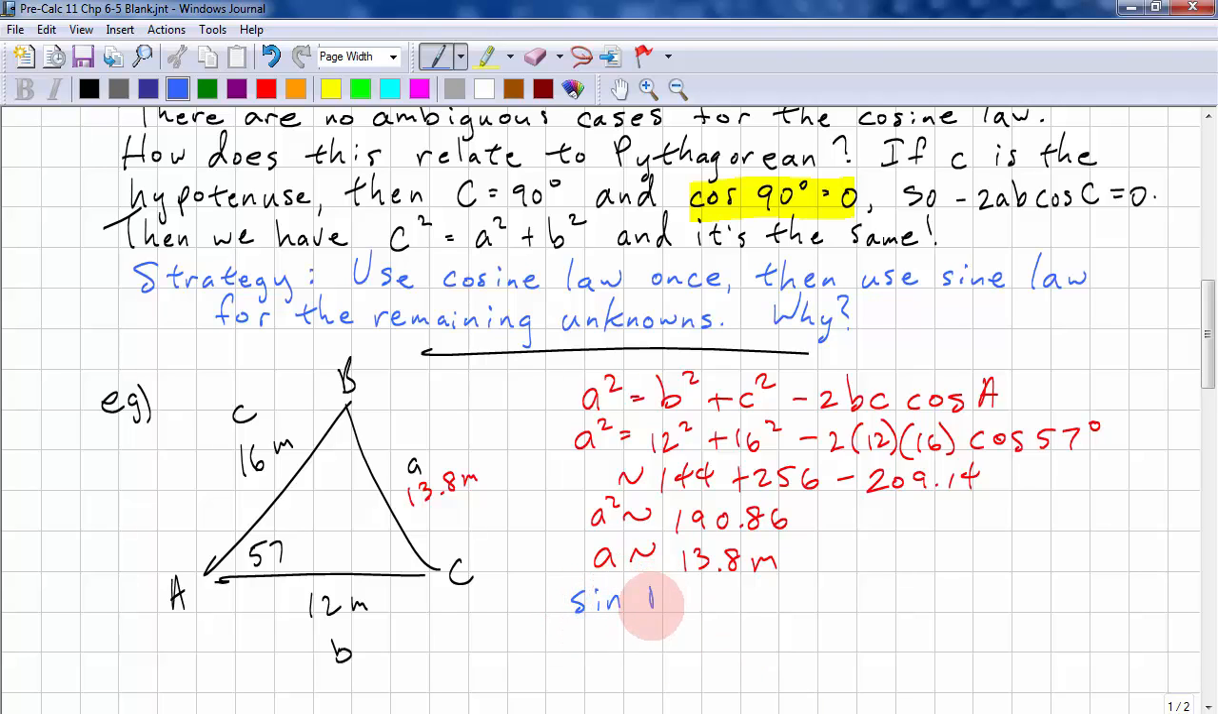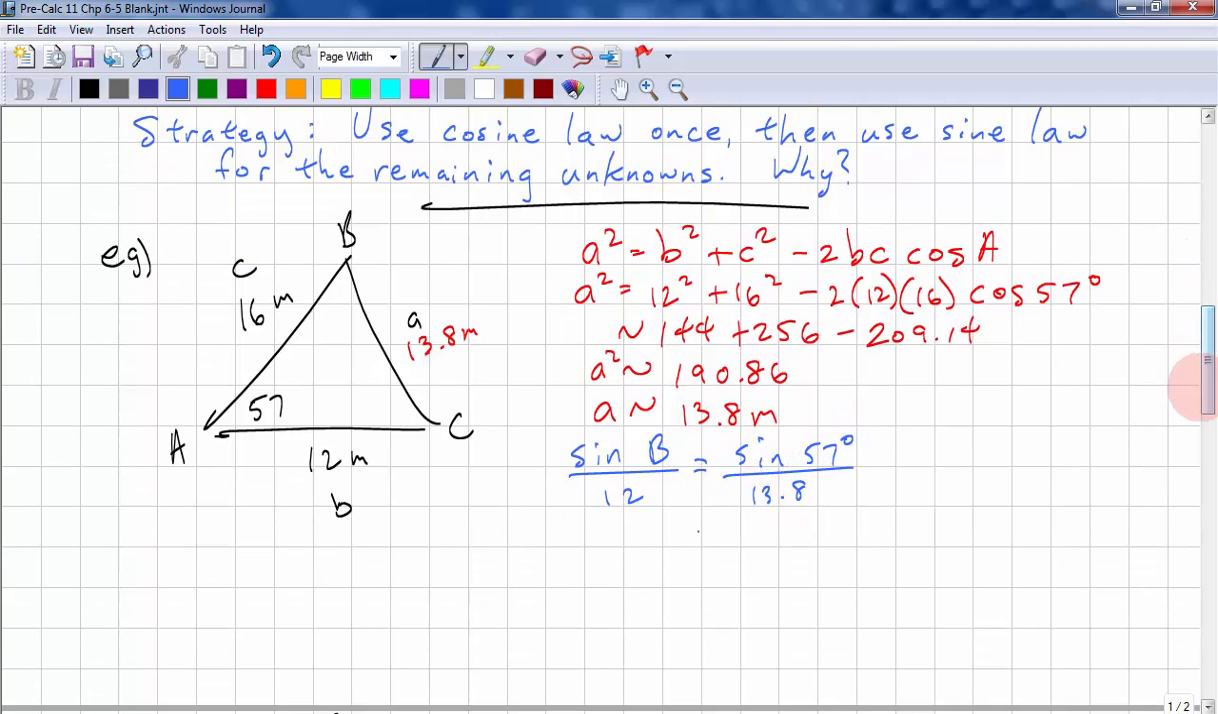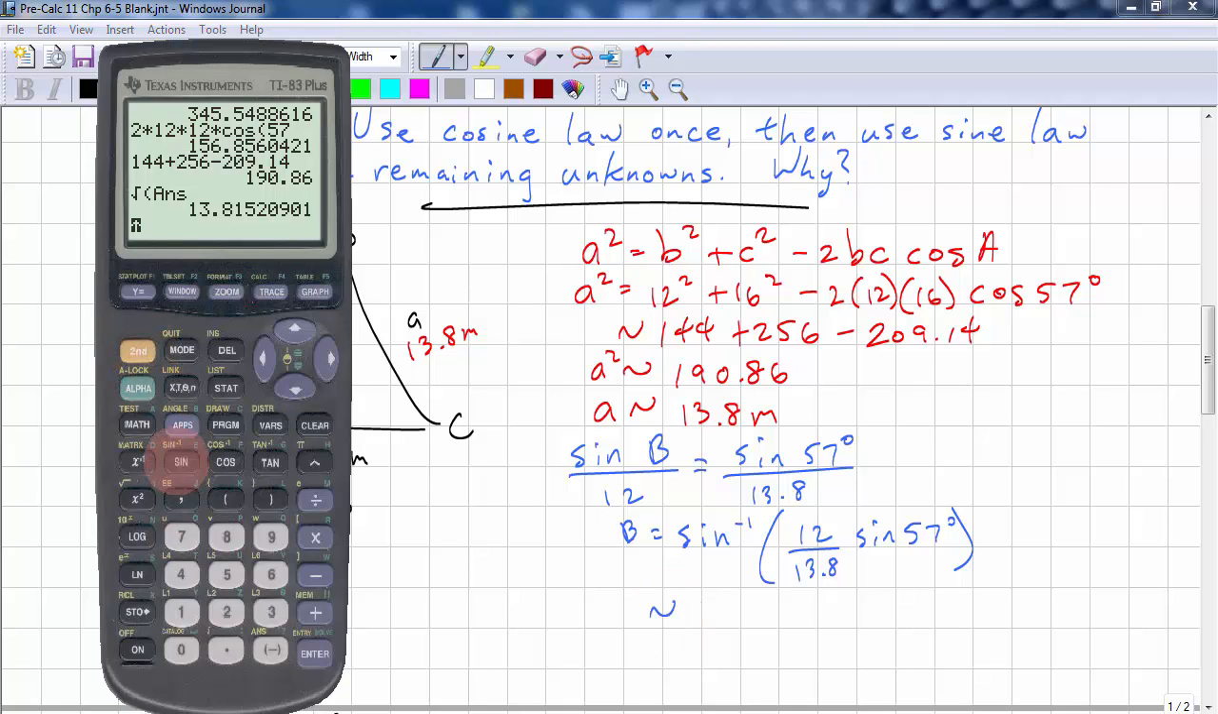Now we can go ahead and use the sine law. Sine b over 12 equals sine 57 over 13.8. So b equals the inverse sine of 12 over 13.8 times sine 57. And that is approximately 46.8 degrees, so we'll just call it 47 degrees.